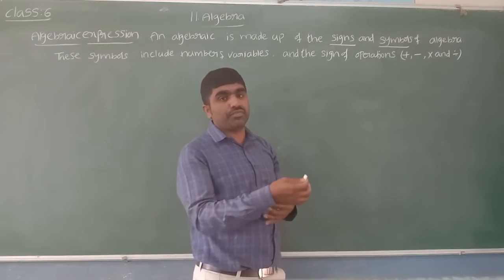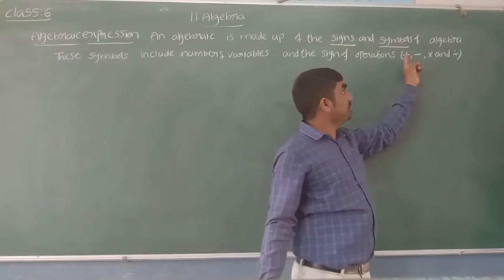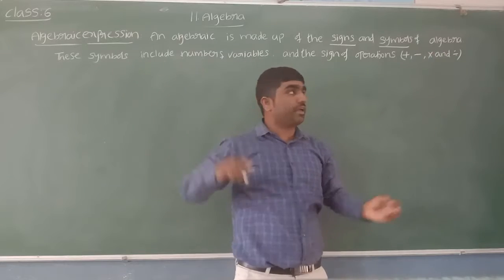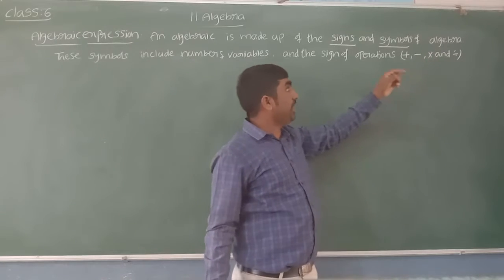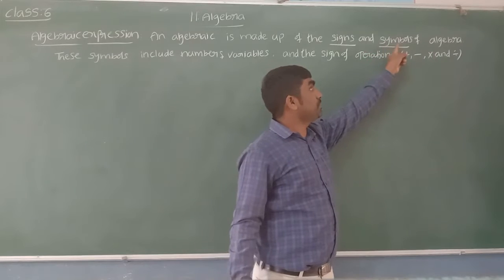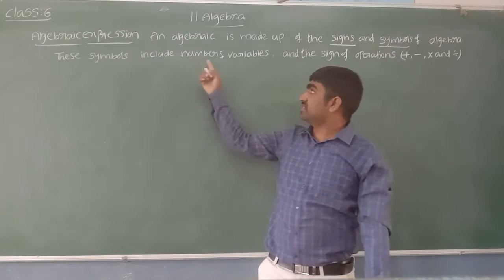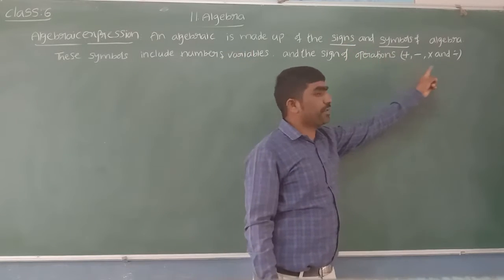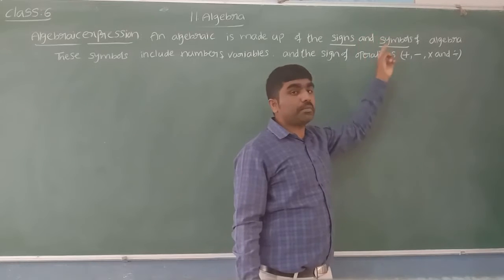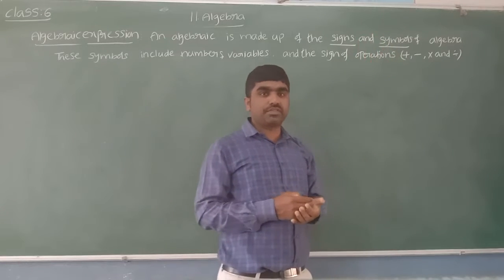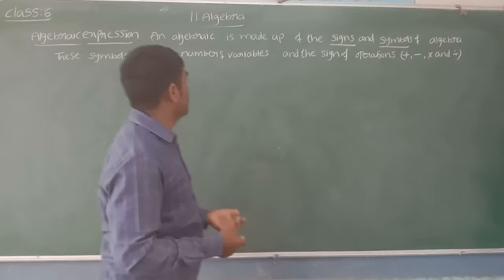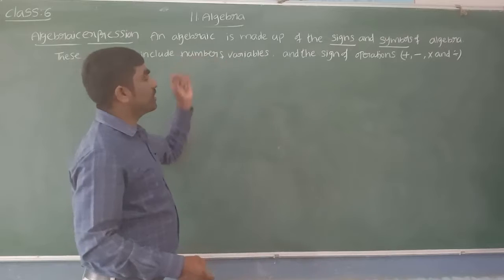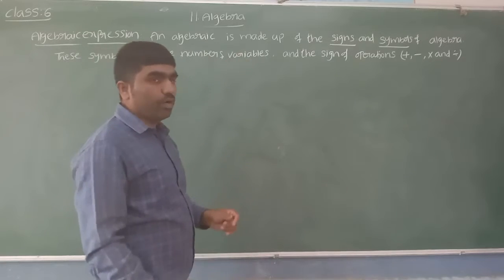Generally, what are the four fundamental operations we have? Addition, subtraction, multiplication, division. So the algebraic expression is formed by these operations and symbols. What is meant by symbols? It includes numbers and variables. Signs are these four operations. Symbols are constants and variables, I mean numbers and alphabets. Numbers are constants and alphabets are variables.